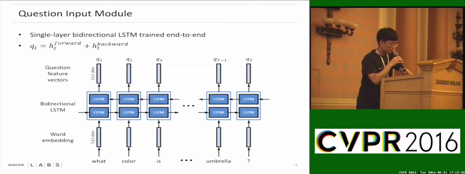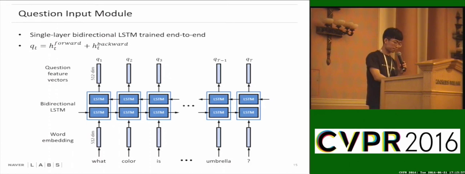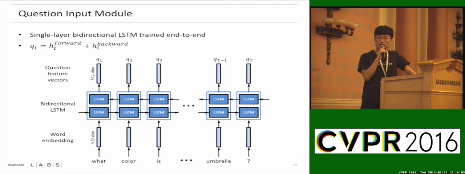The question input module consists of a single-layer bidirectional LSTM network, which is end-to-end trainable. The feature vector for each word is constructed by adding the hidden states from the forward and backward LSTMs. In this manner, each feature vector not only encodes the word itself, but also contains its context in the whole sentence. This property is essential to figure out which word represents the meaning of the whole sentence.